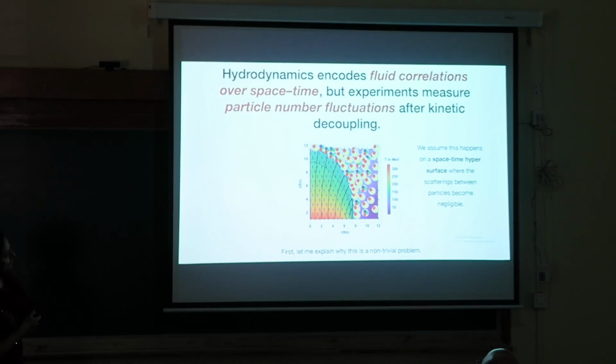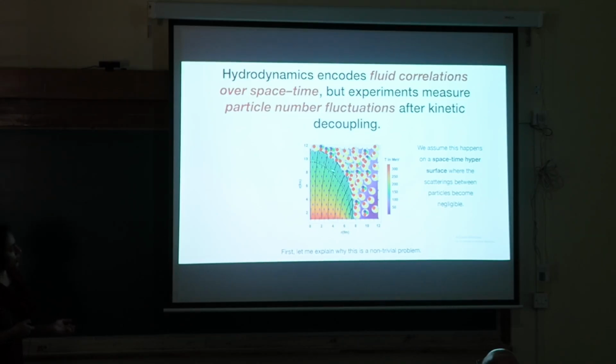So yeah. We need some procedure to convert these hydrodynamic fluctuations into correlations of particle multiplicities. So we assume that there is a freeze-out hypersurface, a space-time hypersurface where the system is in equilibrium for the last time, and beyond this, the particles just free stream to the detectors.